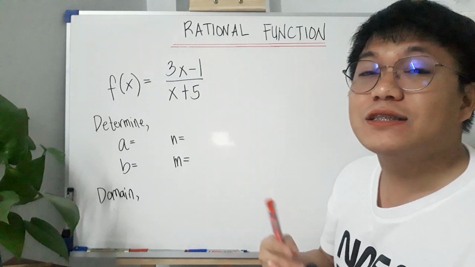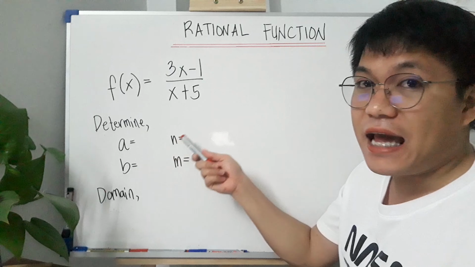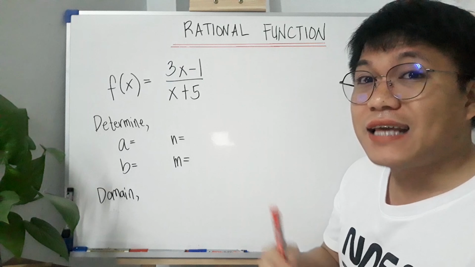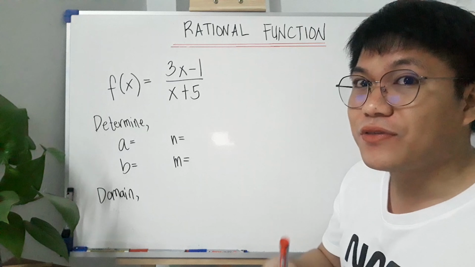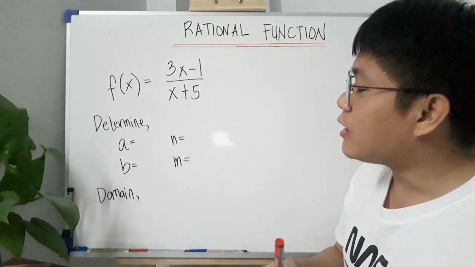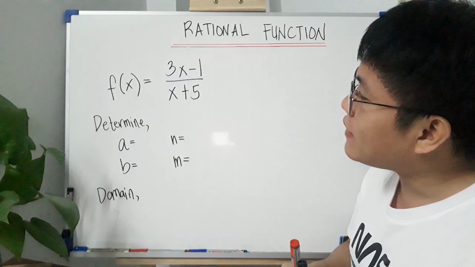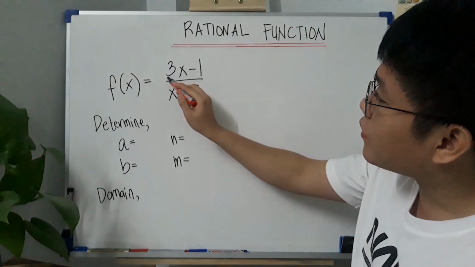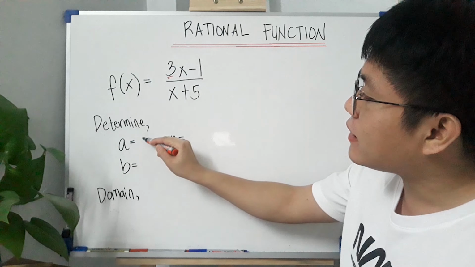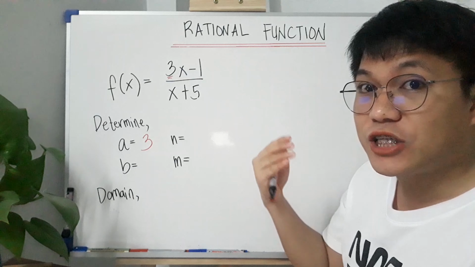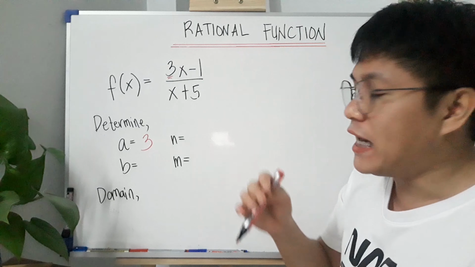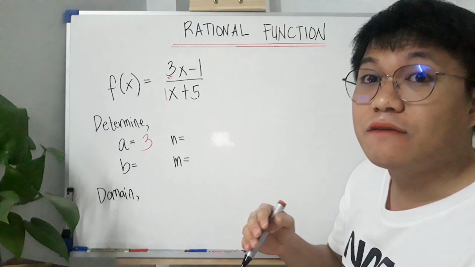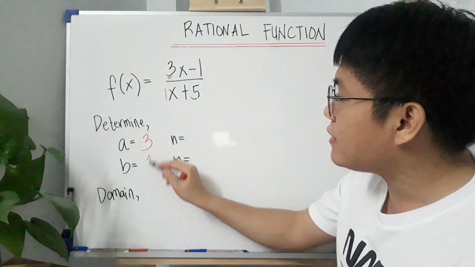5. Now, we are going to determine the letters a, b, n, and m. So, we are going to determine the values of these letters. Now, we all know that a and b are the leading coefficients of both the numerator and the denominator. Since our given numerator is 3x minus 1, the leading coefficient is the number 3, therefore our a here is 3. On the other hand, the leading coefficient of the denominator is 1, which is the coefficient of the variable x. That is why our b here is 1.